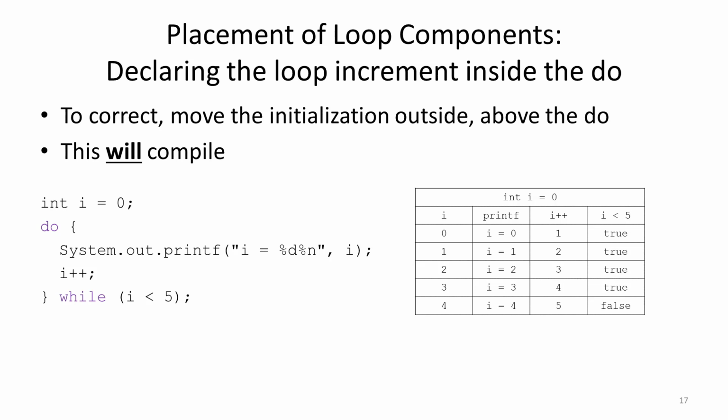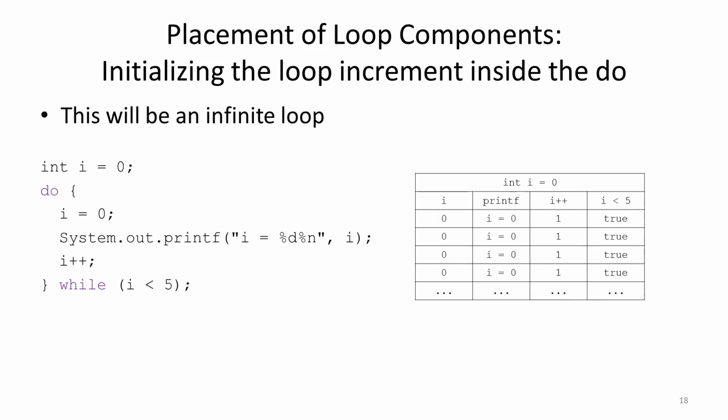So this was one common mistake, having the declaration inside the do. If you put the declaration inside the do, your program will not compile. It needs to be declared outside above the do. Another common mistake is having an initialization inside the do. So let's say i was properly declared outside above the do, but this is an infinite loop. Note that i is being assigned the value 0 at the beginning of the do block. This will essentially interfere with the modification.